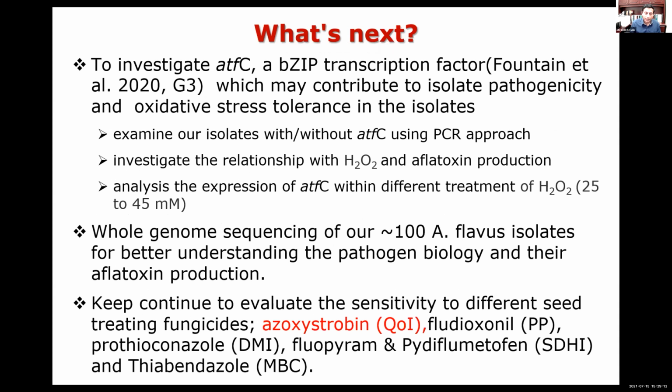Then what's next? We are thinking of investigating the ATFC gene. There is a bZIP transcription factor, published recently, likely by Jack Fountain in 2020, where they claim this specific gene or factor contributes to pathogenicity as well as oxidative stress tolerance, which could reflect more aflatoxin production. We want to examine whether our Georgia seed lot isolates also contain this specific transcription factor, so we will examine using the PCR approach.